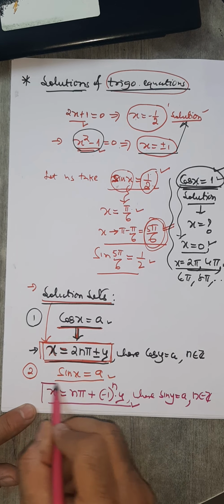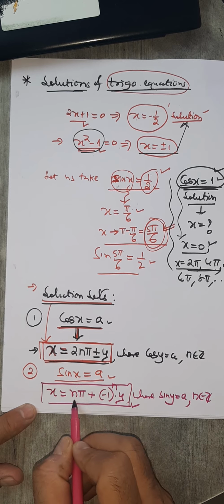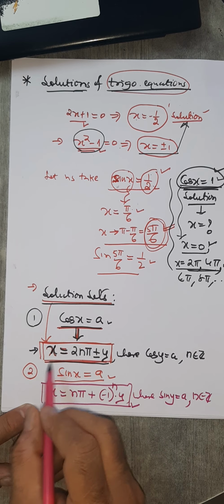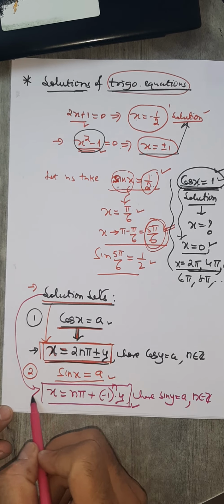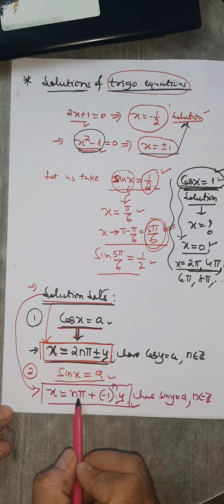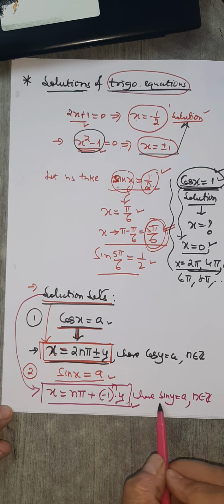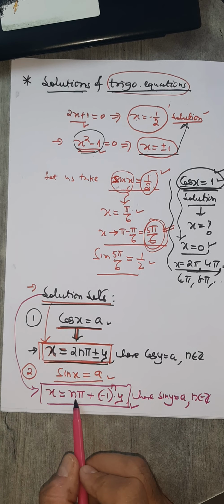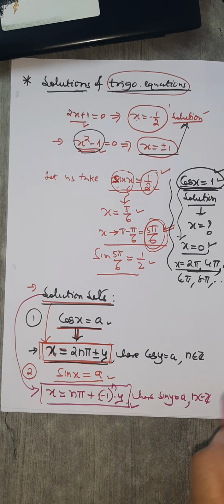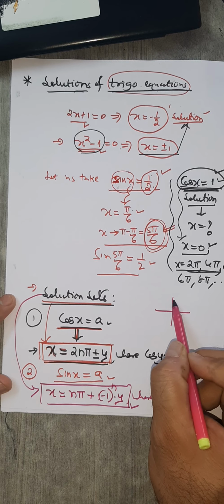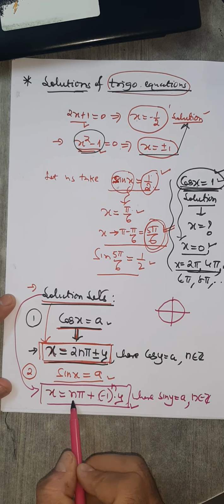Find x for which sine x becomes a. This is called the solution set for the sine function: n pi plus minus 1 raised to n into y. Why do we have this n here? Because you have rotations around the unit circle, so there are infinitely many values.